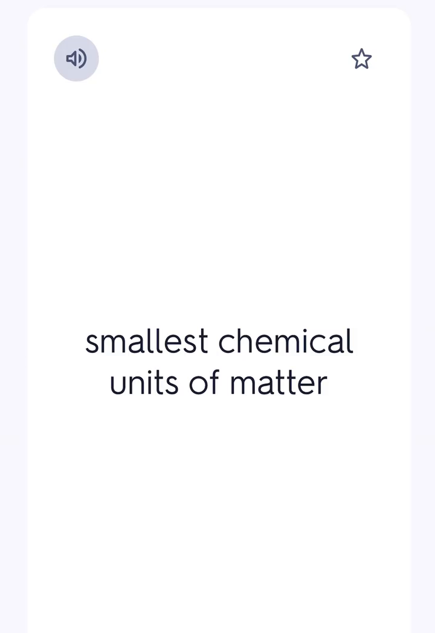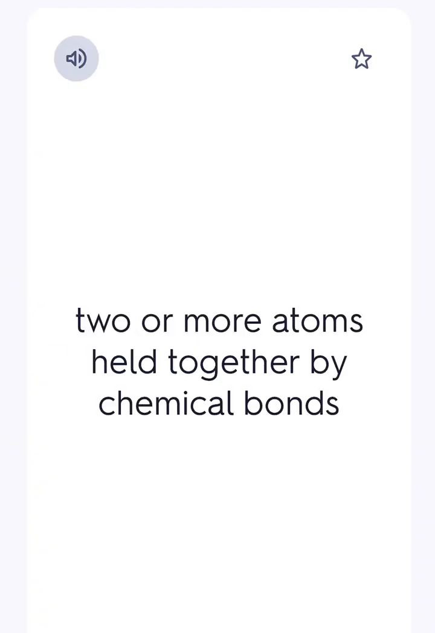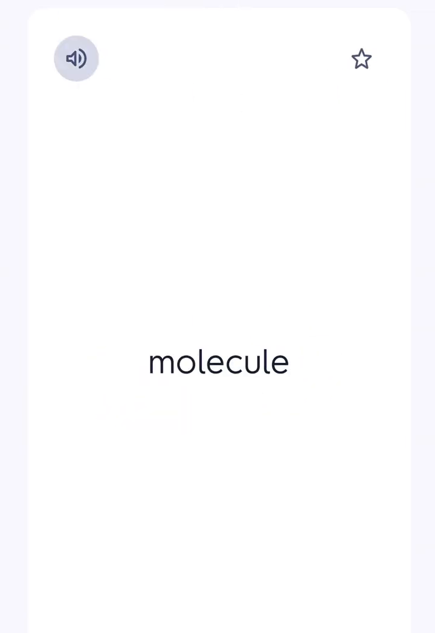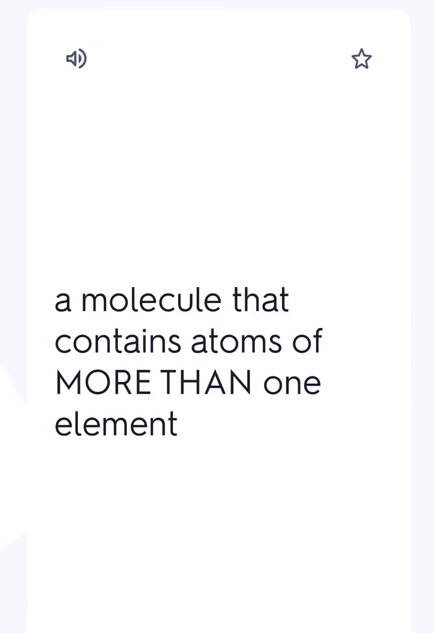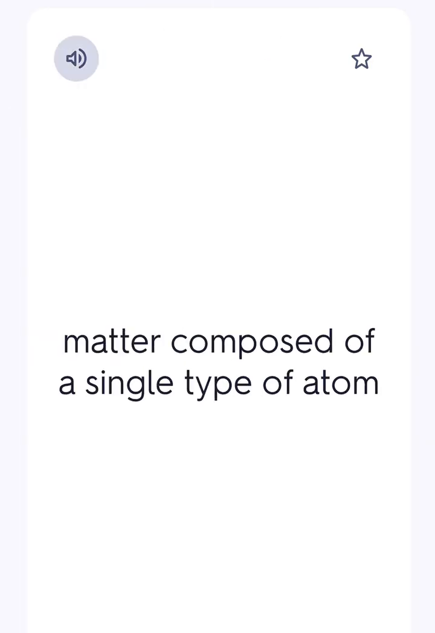Smallest chemical units of matter: atom. Two or more atoms held together by chemical bonds: molecule. A molecule that contains atoms of more than one element: compound. Matter composed of a single type of atom: element.